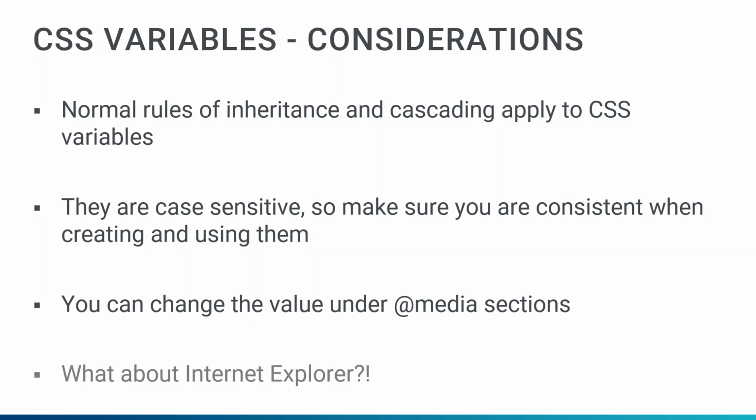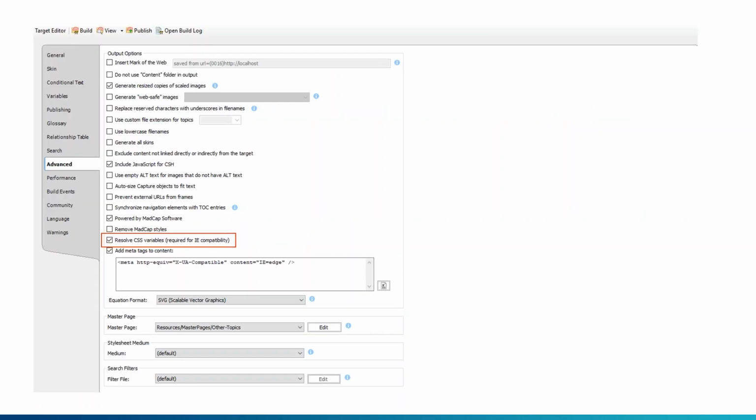What about our old friend Internet Explorer? Well, unfortunately, CSS variables are not supported in IE, but not to worry, we do have a checkmark box for that to account for those that need to support viewers on IE. This checkmark box is available in your target file in the Advanced tab, and when you enable this feature, the CSS variable will be replaced by the actual value in the output so that the reader sees exactly what you want them to see.